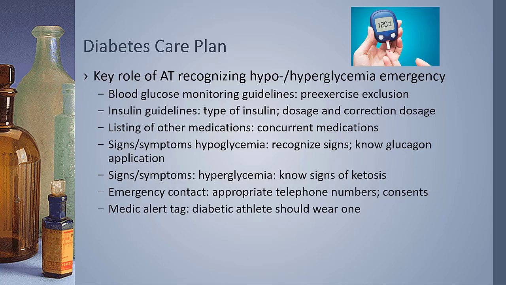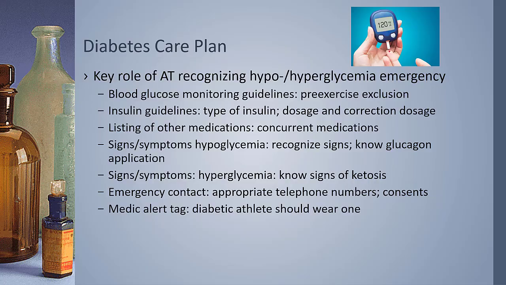Specifically, our plan should include the following: addressing frequency of monitoring and pre-exercise exclusion values, insulin therapy guidelines, including the type of insulin used, dosages and adjustment strategies for planned activity types, as well as insulin correction dosages for high blood glucose levels. The list of other medications include those used to assist with glycemic control or to treat other diabetes-related conditions.